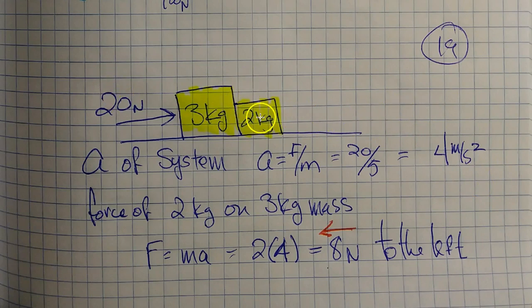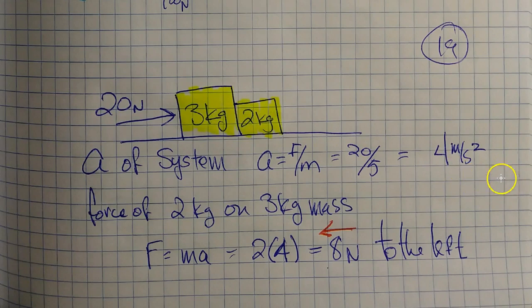But the question wants to know the force of the 2 kilogram block against the 3 kilogram block. So Newton's third law, equal and opposite forces. If the blocks are being pushed this way, the 2 kilogram block has to push back against the 3 kilogram block. So we use the acceleration 4 and the mass 2, multiply those together, and we get 8 newtons, and that's going to be to the left.